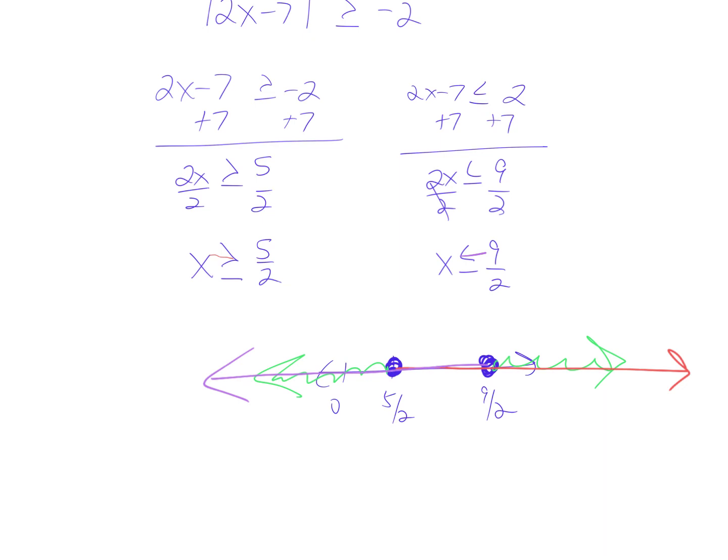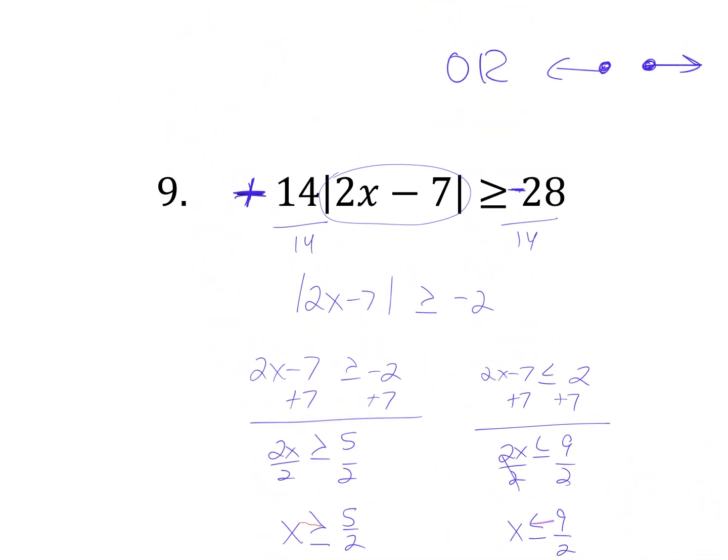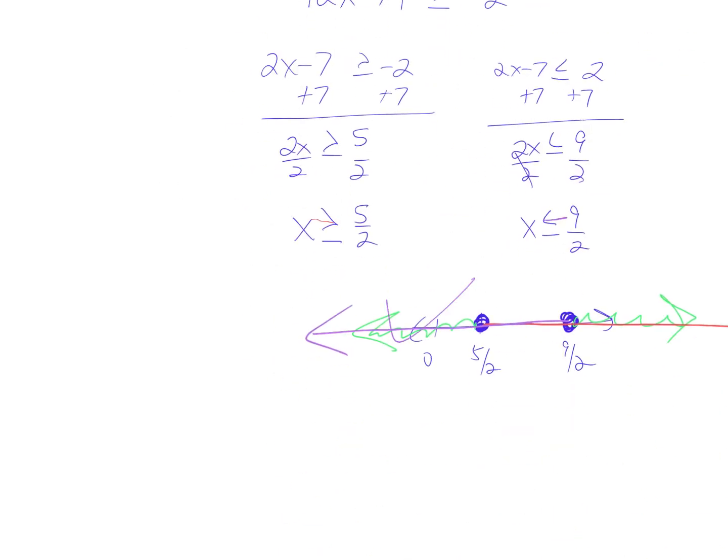Again, if you're like, wait a second, I still don't think it's right, plug in something to the left of 5 over 2. Plug in 0. If I plug in 0 here, 2 times 0 is 0. The absolute value of negative 7 is positive 7. If I multiply 7 by 14, I don't need to know what that value is, but I do understand that it's bigger than what? A negative number, correct? So then anything over here is going to work.